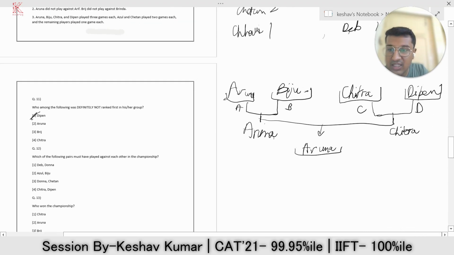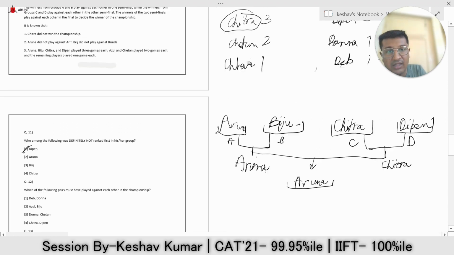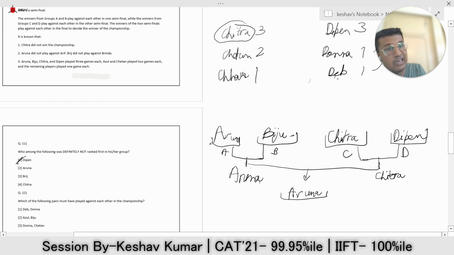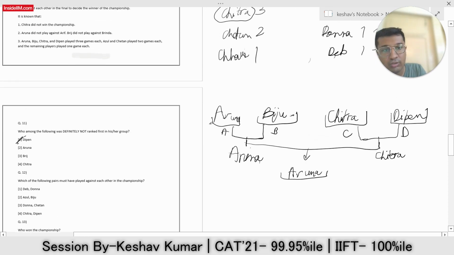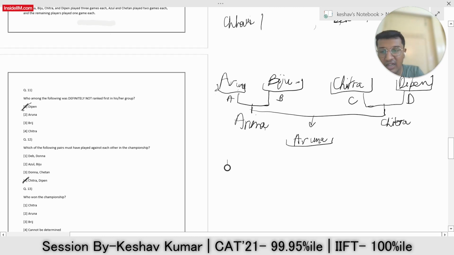Which of the following pairs must have played against each other in the championship? Deb and Dona. They can't play against each other, as we know. Azul and Biju. The only player who played Biju from Group A was Aruna. Dona and Chetan. No, the only players who can play from Group C and Group D are against each other. Chitra and Deepan, which is option number 4. Who won the championship? Aruna did.